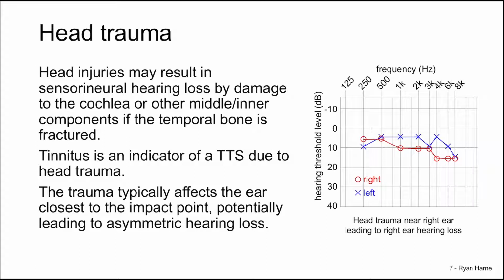This is a hearing threshold level plot for someone who's been subjected to head trauma on the right side of their head, near their right ear. So what we see here is an audiometric plot in frequency for the right and left ear hearing thresholds. We see that the right ear has a higher hearing threshold. In other words, we have to turn up the sound level even more in order to hear in the right ear, especially in frequencies 1 kilohertz to 8 kilohertz, than what we would have to for the left ear. This is a sign of asymmetric hearing loss caused by head trauma to the right side of the head.